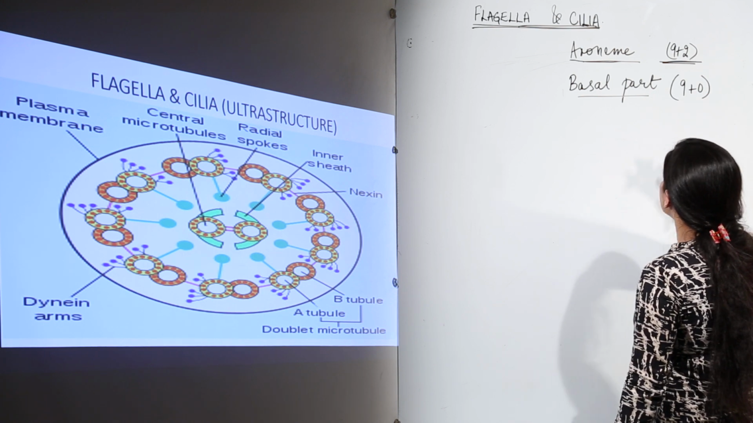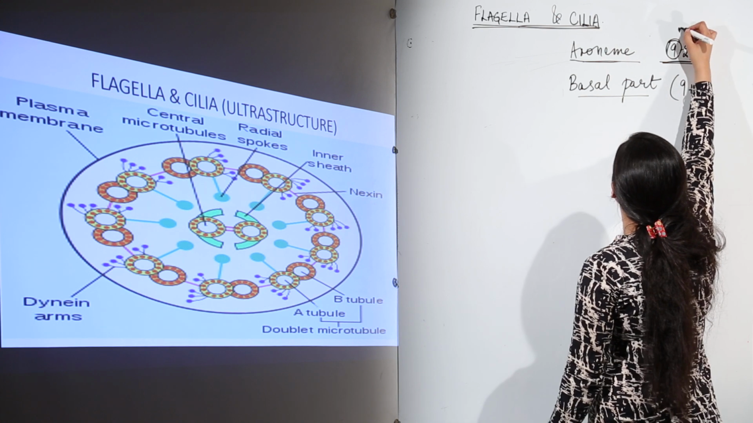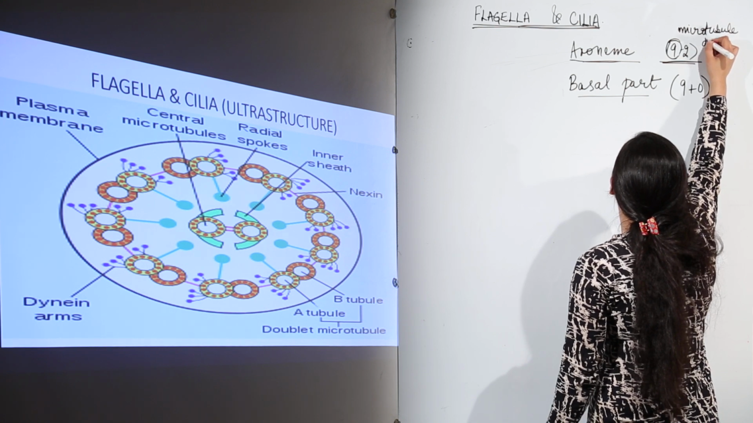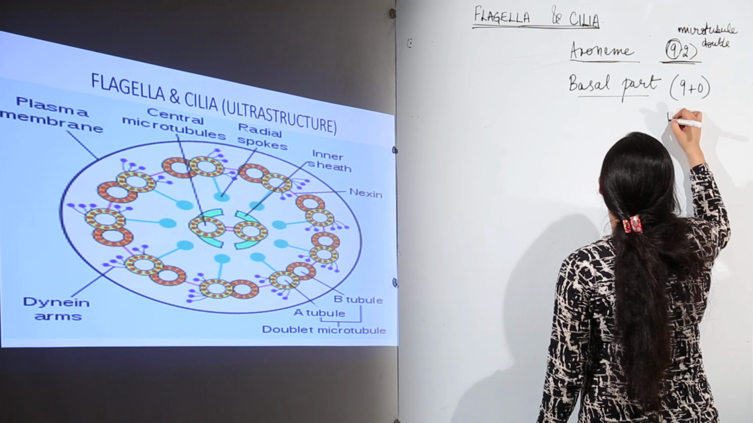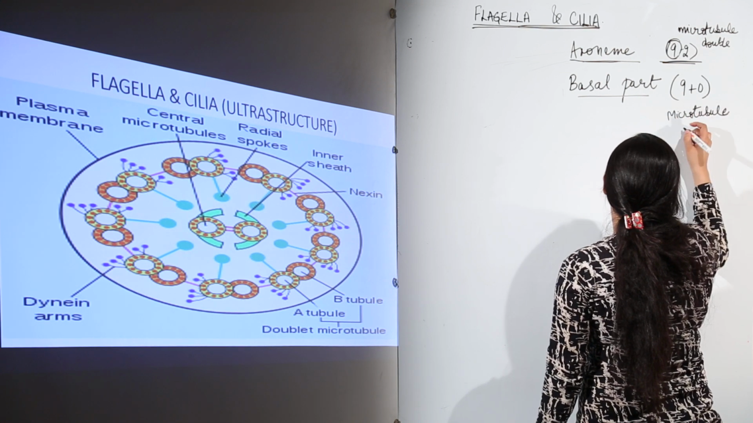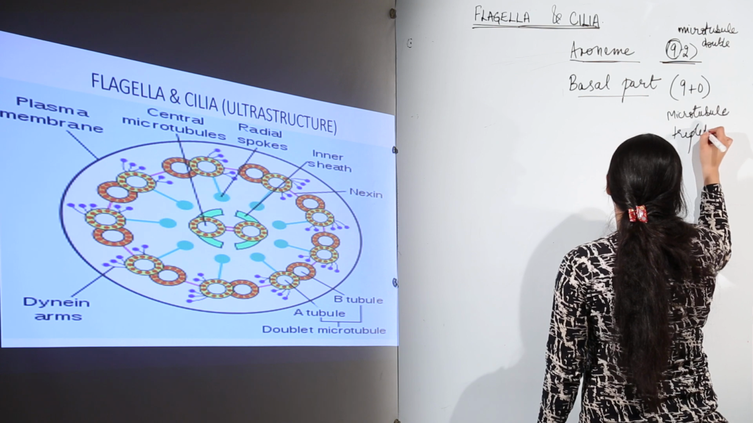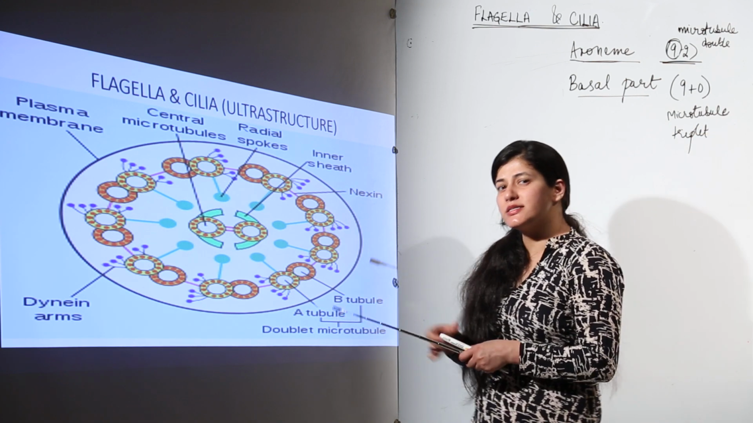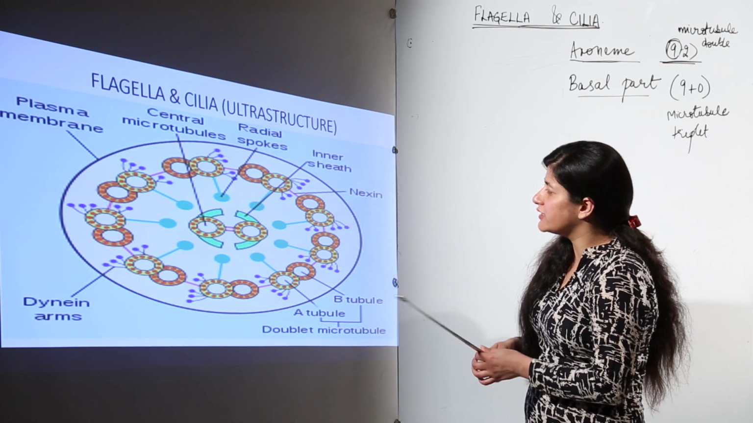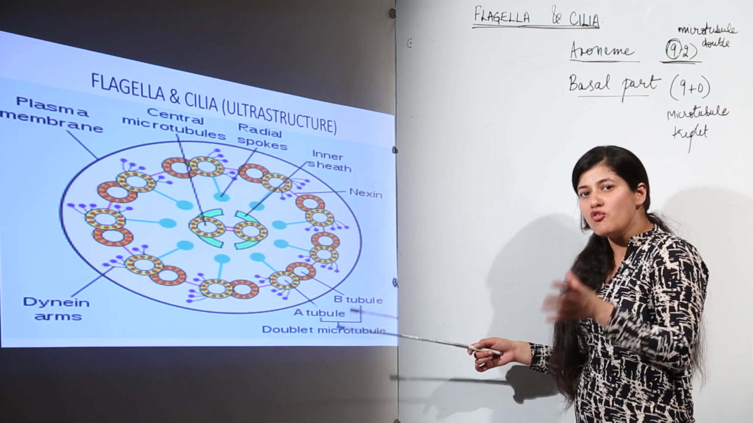The second thing you have to remember is that over here the 9 is represented by a microtubule doublet, and in case of the basal part it is a microtubule triplet, and there is no central pair of microtubules. So we need to learn the structure of the axoneme in detail. The basal part can be skipped because the axoneme is the main structure which is responsible for bringing about the movement of the flagellum.